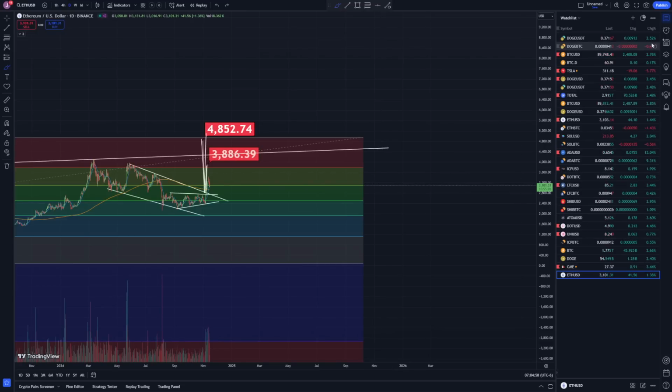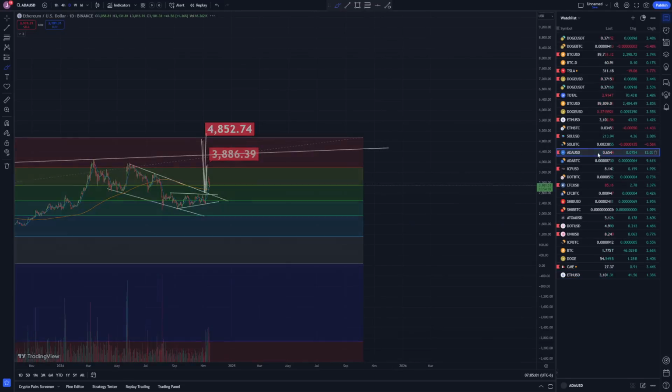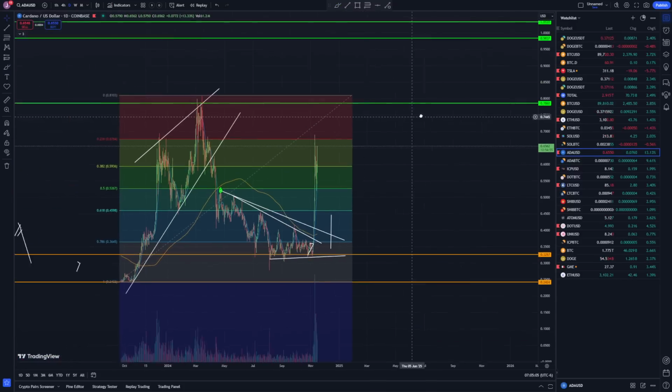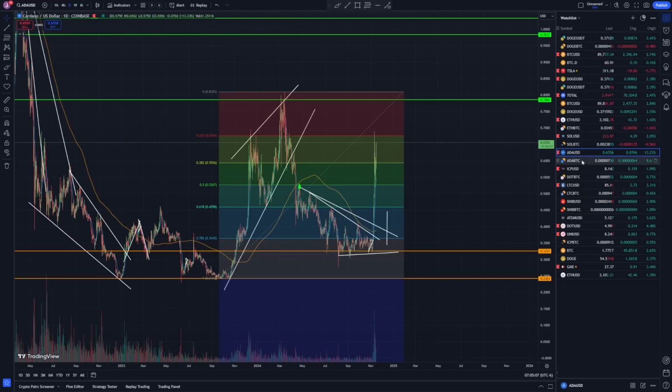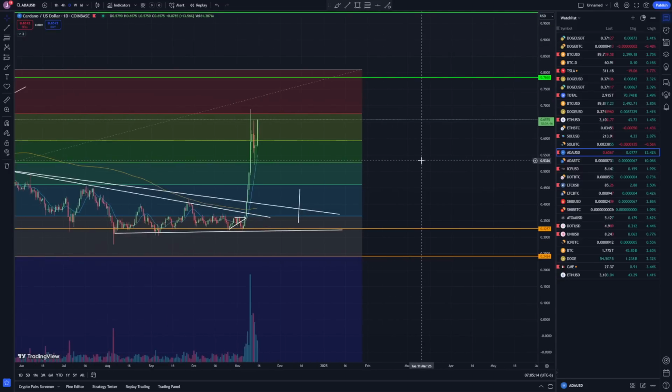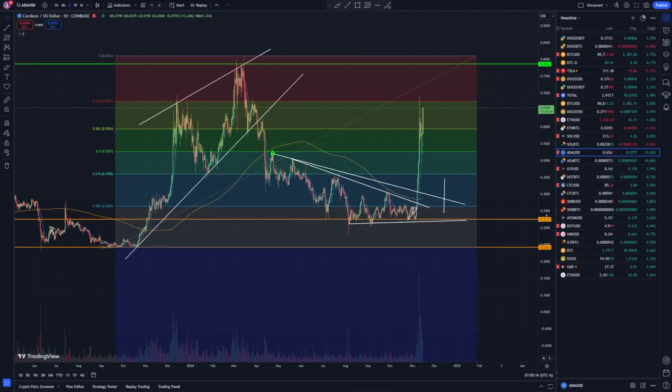Let's see what's performing on my watch list. Actually, Cardano looks like it's doing good. It's up 13%. This is another one. I hold all these coins on my watch list. I do hold a little bit of some of them. And this one's looking really good too.